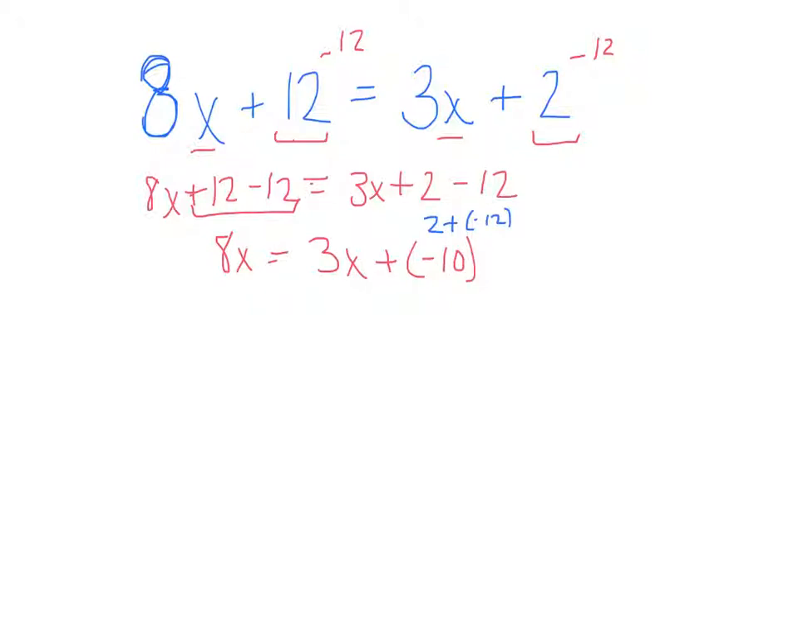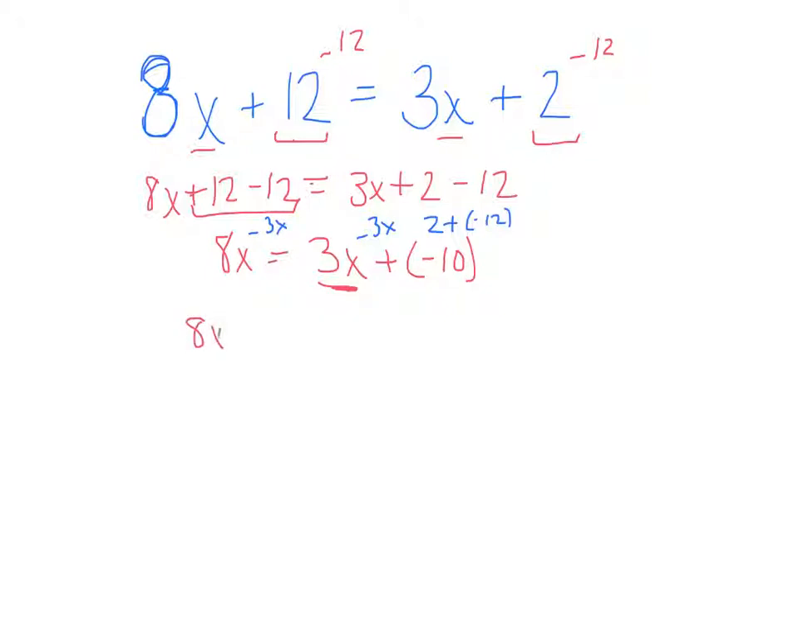Okay. And then we still need to get the 3 out of here. So if you have 3 groups of something, how do you get rid of it? Well, you're going to subtract the 3 groups of something. And what you do to one side, you've got to do the other.